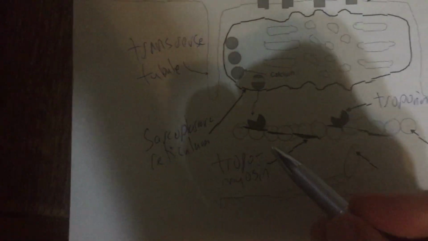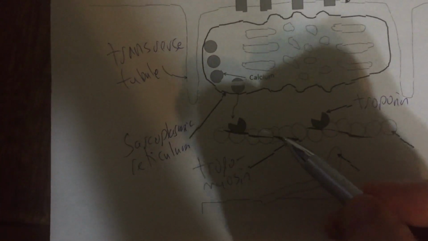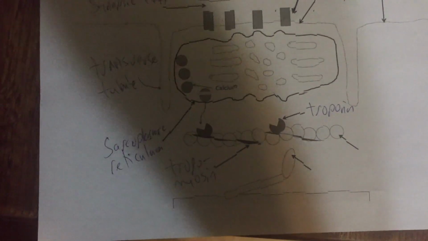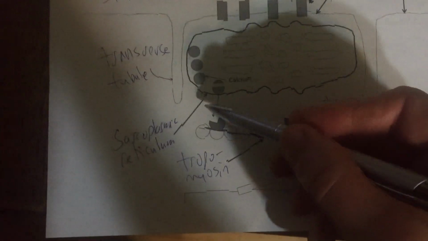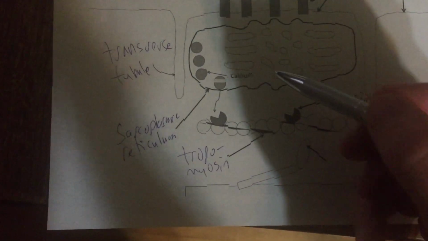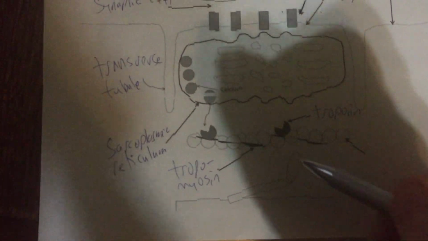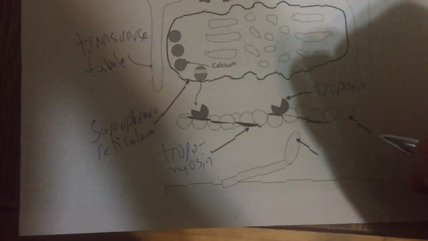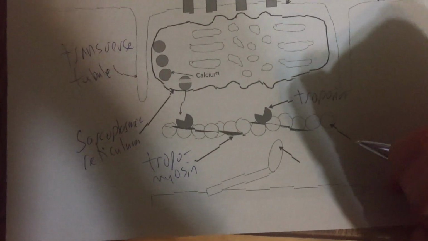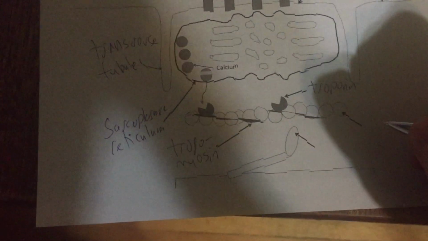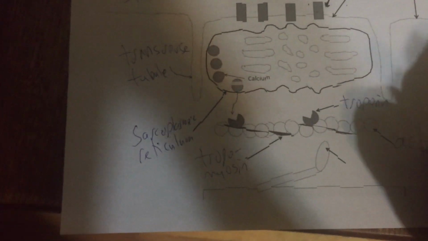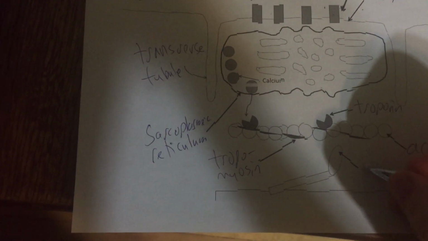And then you have tropomyosin. This usually blocks myosin from forming cross bridges with actin. If you have calcium that binds to troponin, it lifts the tropomyosin off of actin, releases that inhibition from actin, and allows the myosin to form cross bridges with actin. So the final labels here would be actin, and then you have myosin.